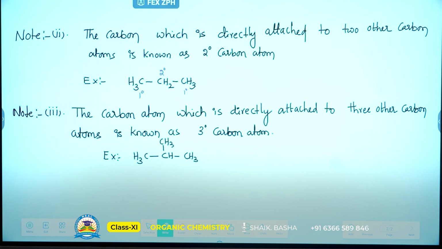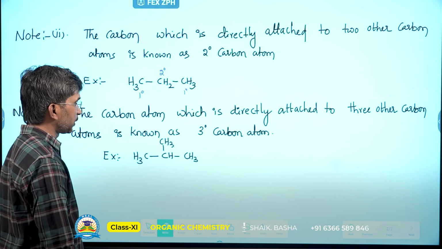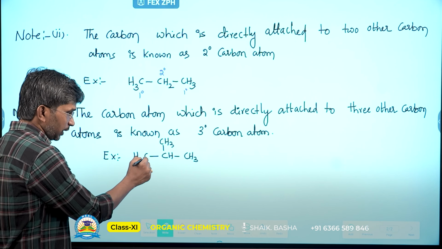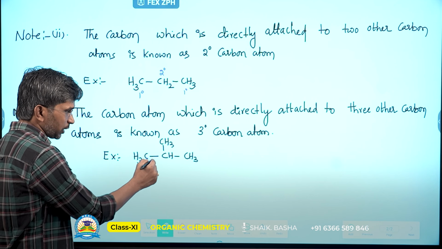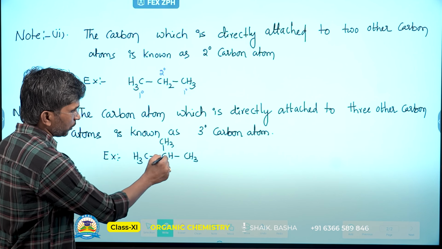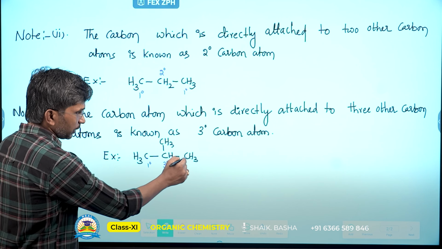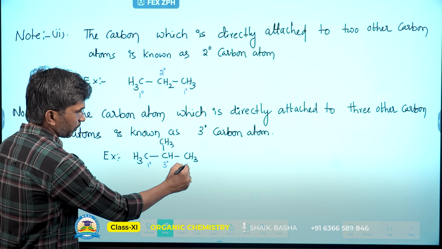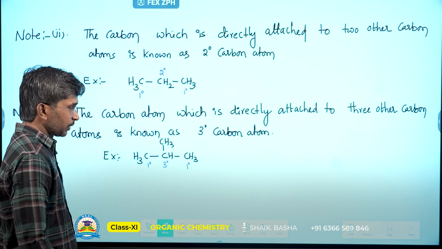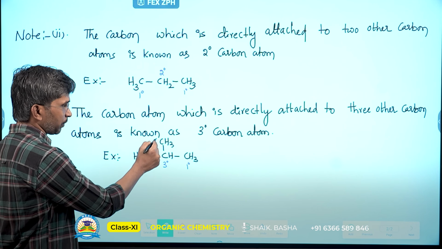I have taken one example. What is the name of this one? That one is isobutane. IUPAC name is 2-methylpropane. Of course, in nomenclature I will discuss names of compounds. In this, this carbon atom is directly attached to only one carbon. This is primary. This carbon atom is attached to 1, 2, 3 carbon atoms. This is tertiary carbon atom. This carbon atom is directly attached to only one carbon atom, this is primary carbon atom. This one is also attached to only one carbon atom, so this is also primary carbon atom.